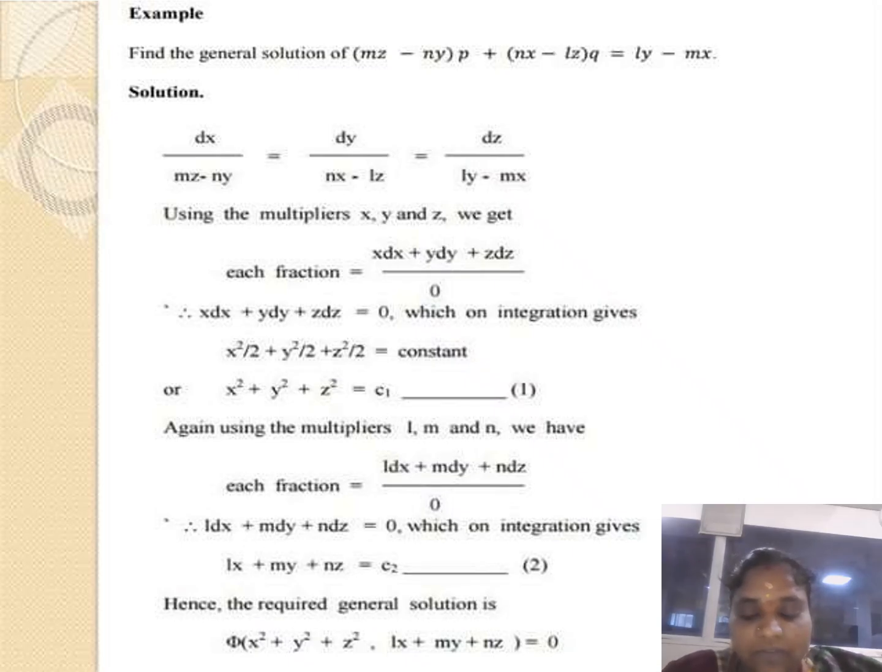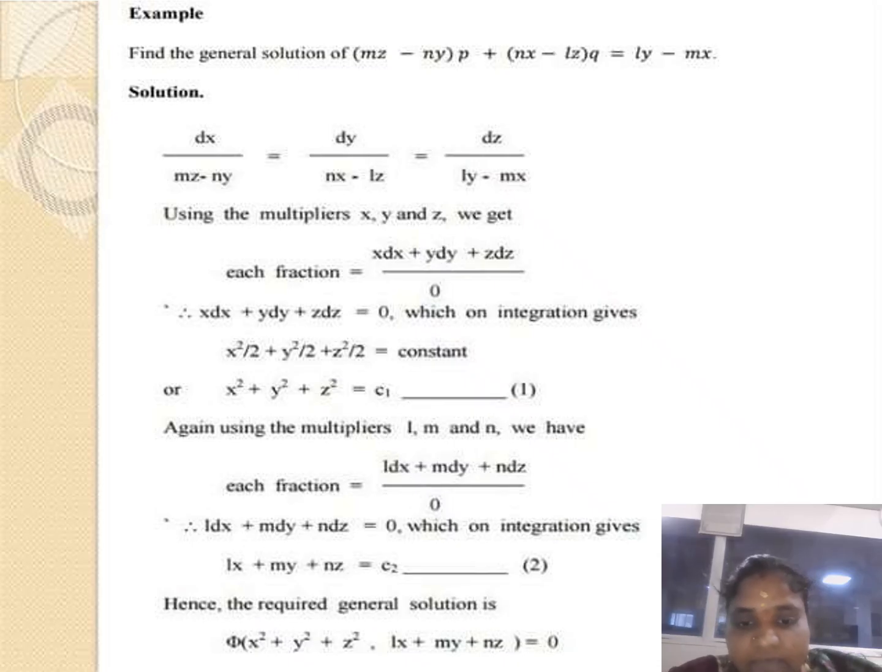So here we have one solution. We have to find another solution, so we use another set of Lagrange multipliers. Here we take some other multipliers, and for the given problem the constants are l, m, n. So we take another set of multipliers l comma m comma n. Using the subsidiary equations, we multiply the first fraction by l, the second fraction by m, and the third by n.